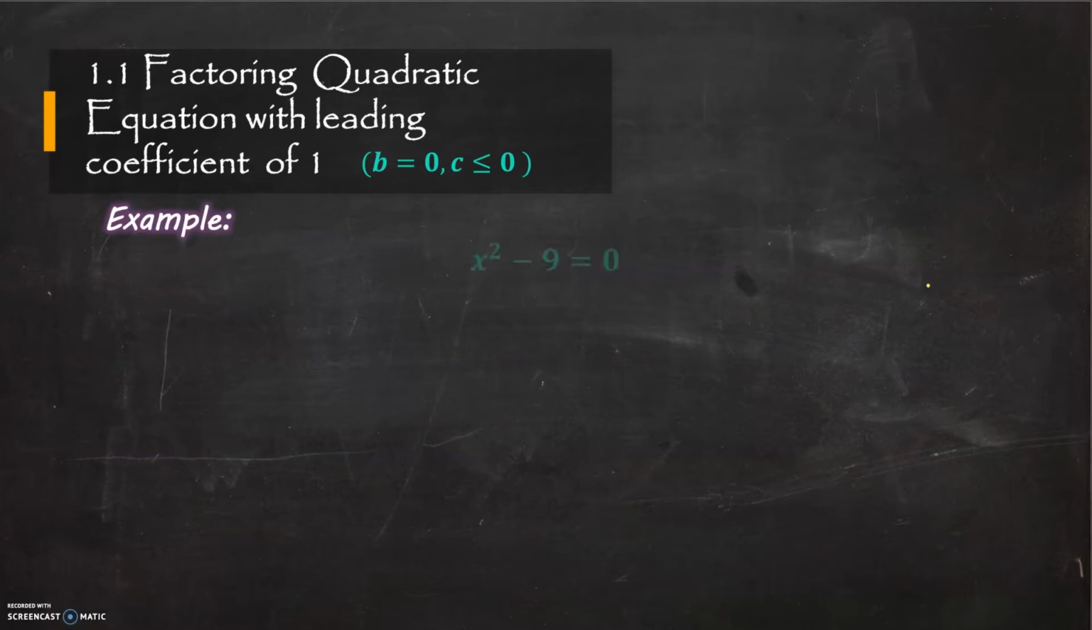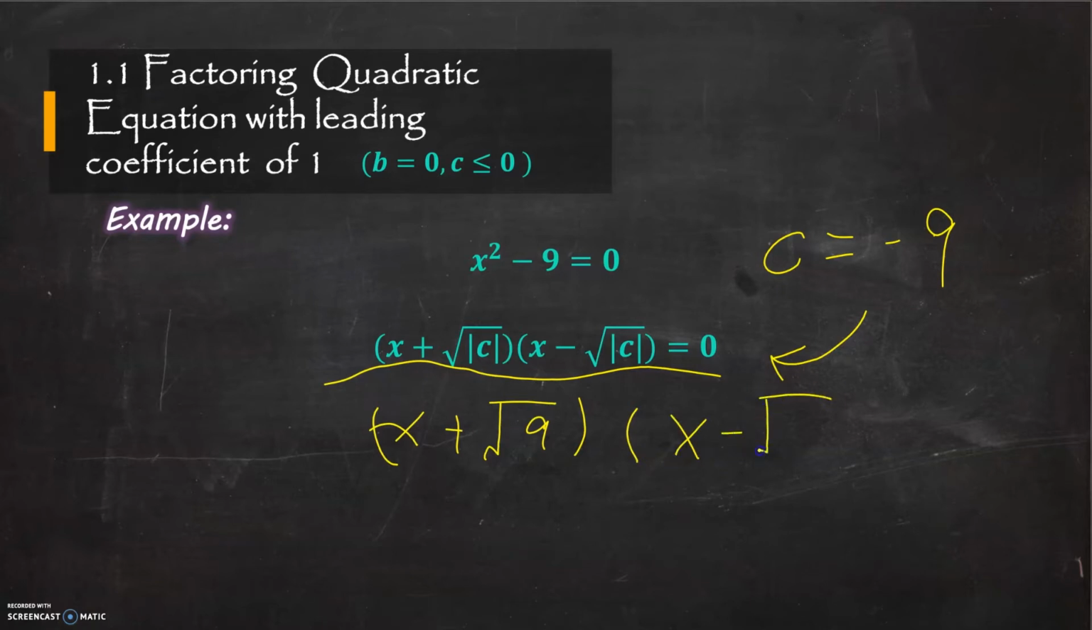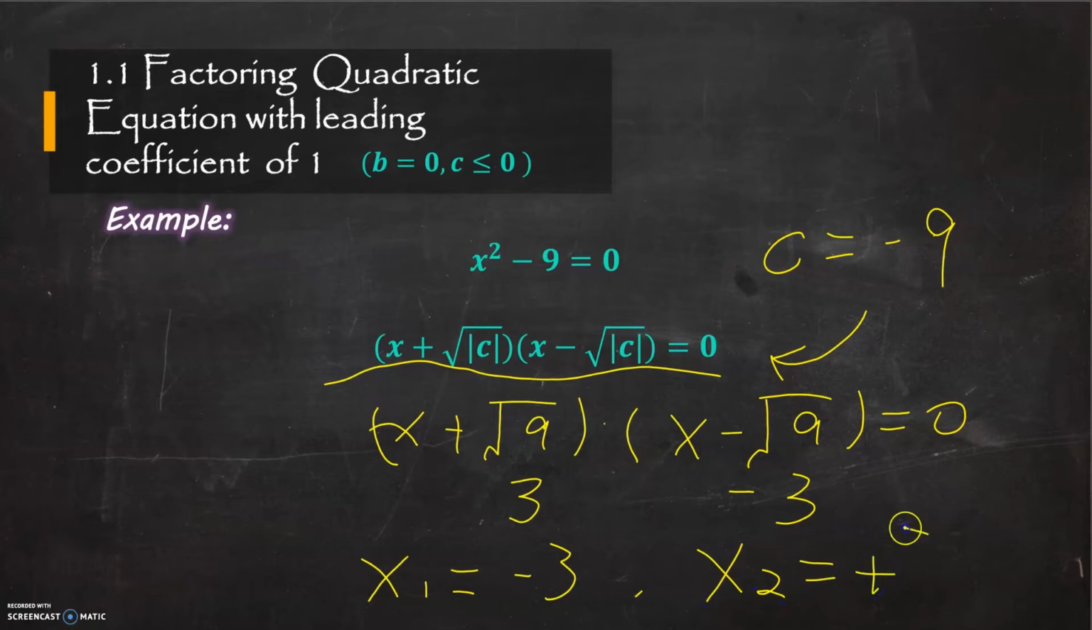And let's do an example. And here is my example, x squared minus 9 equals 0. And here is the equation after factoring. So now we have c equals negative 9. All we need to do is plug that into this equation. We have x plus square root of 9, since the absolute value of negative 9 is 9. And then we have x minus square root of 9 equals 0. Now we have 3 and negative 3 here. So our first solution would be negative 3, and our second solution would be positive 3. So the first case is very simple.